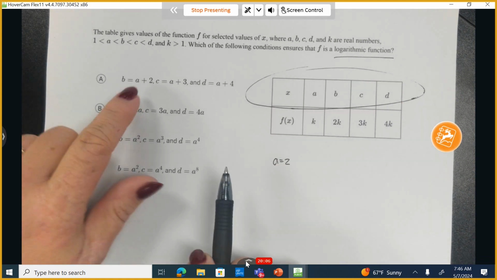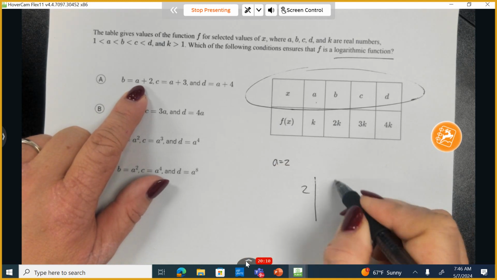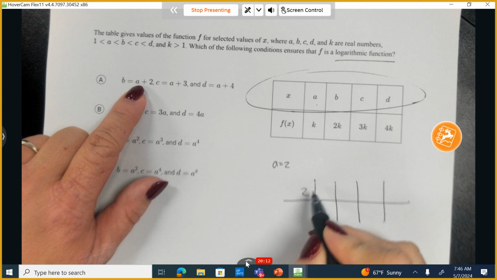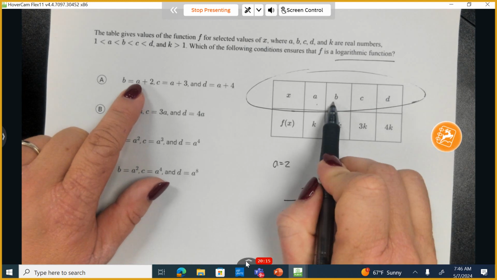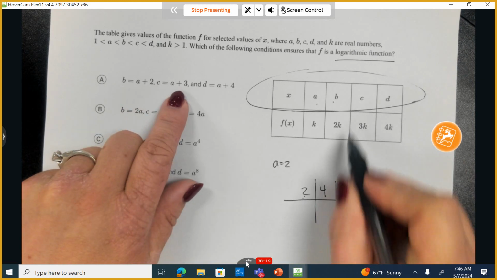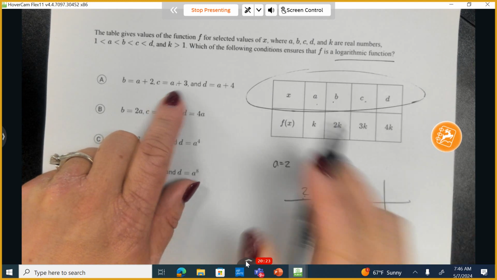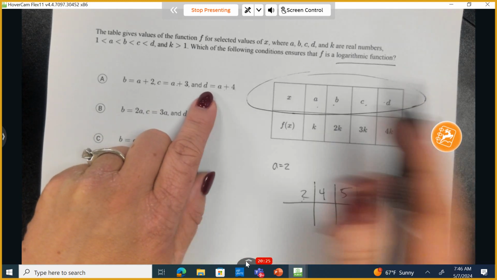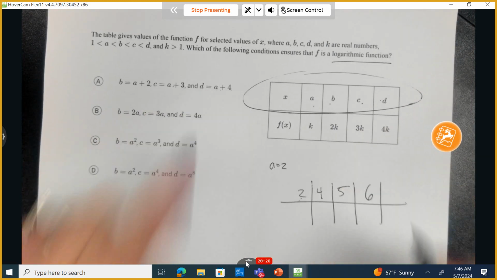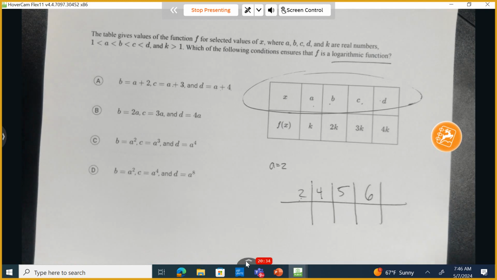So let's try this one. If I tried this, then in this position I would start with a 2. Then b is going to be 2 plus 2, which is 4. And c is going to be 2 plus 3, which is 5. And then d is going to be 2 plus 4, which is 6. Is that an example of logarithmic? Why? I'm adding 2, then I'm adding 1. It's not working, right? So I can cancel that out. Let's try the next one.